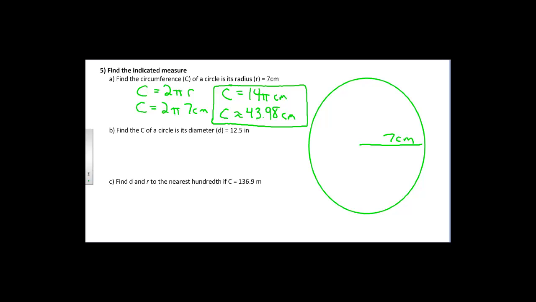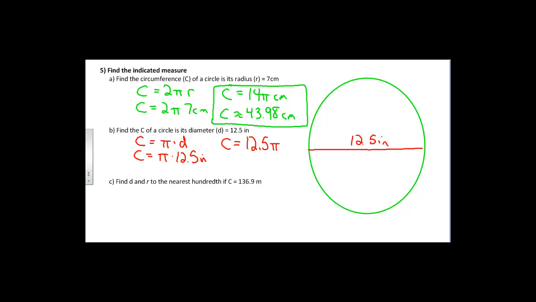Let's try another problem. Problem B here, find the circumference of a circle if the diameter is 12.5 inches. Well, this time we're given the diameter of 12.5 inches, so I'm going to use the version of the circumference formula with a diameter in it. That was circumference is equal to pi times diameter. So in our case, we're going to plug in circumference is equal to pi times the 12.5 inches, which as an exact answer would be circumference is 12.5 pi.